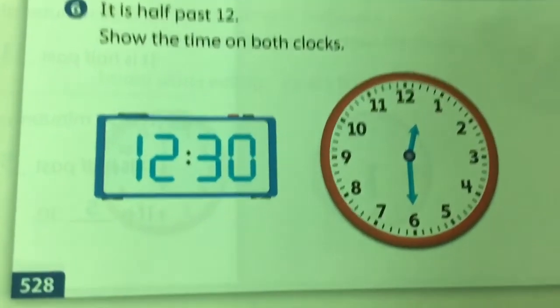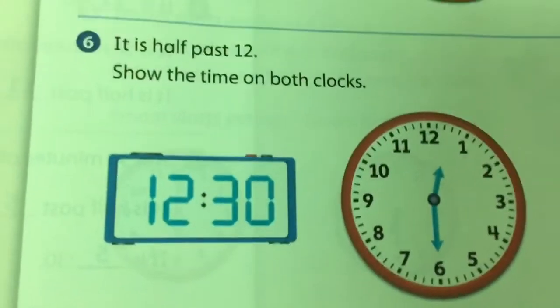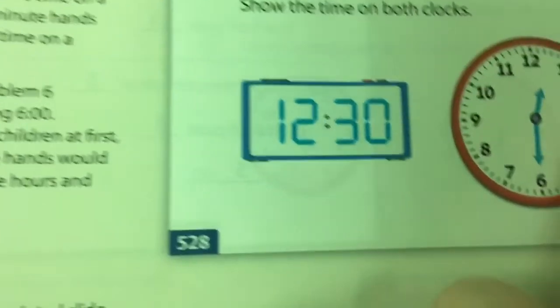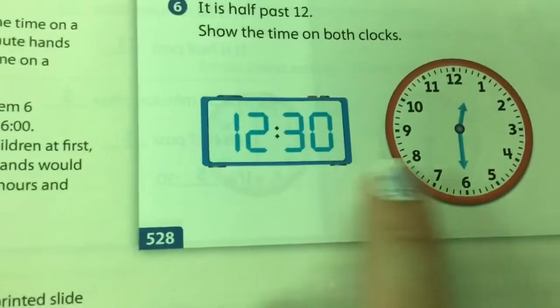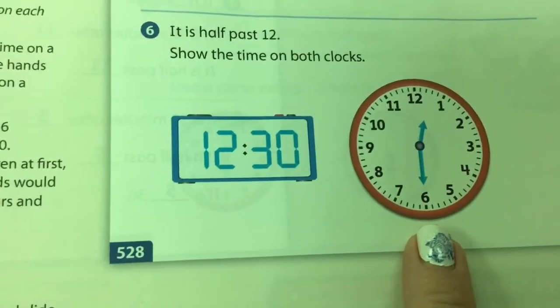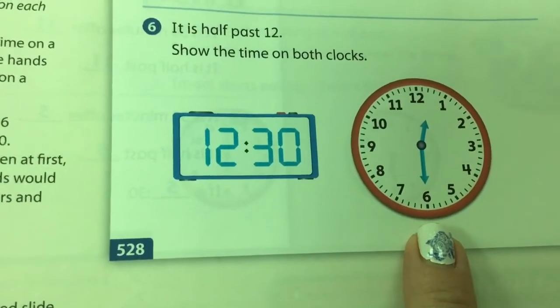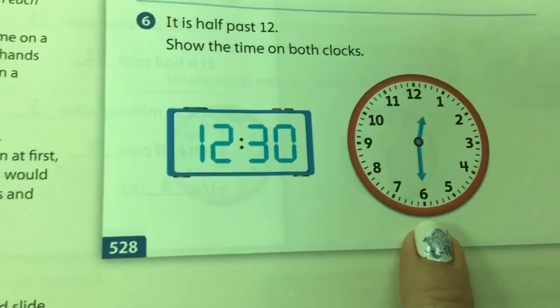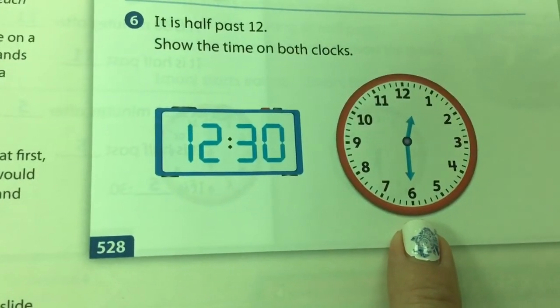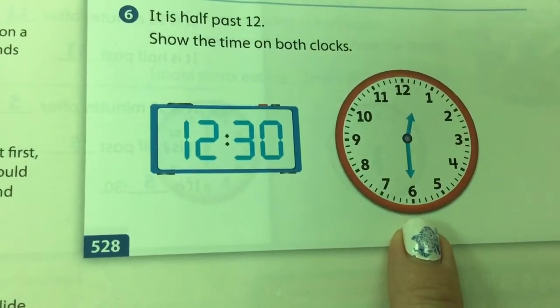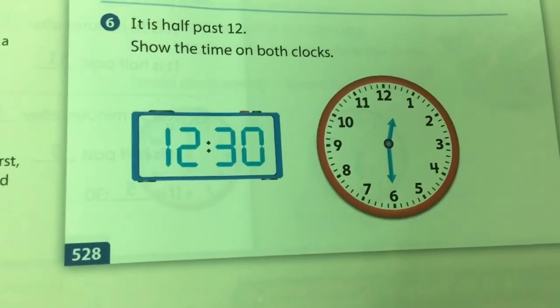We see 12:30. Remember, 30 is showing halfway through the hour on our digital clock. On our analog clock, we're showing the hour hand halfway between the 12 and the 1, and the minute hand perfectly on the 6 to show that 30 minutes have passed, which is half of the hour, half past 12.